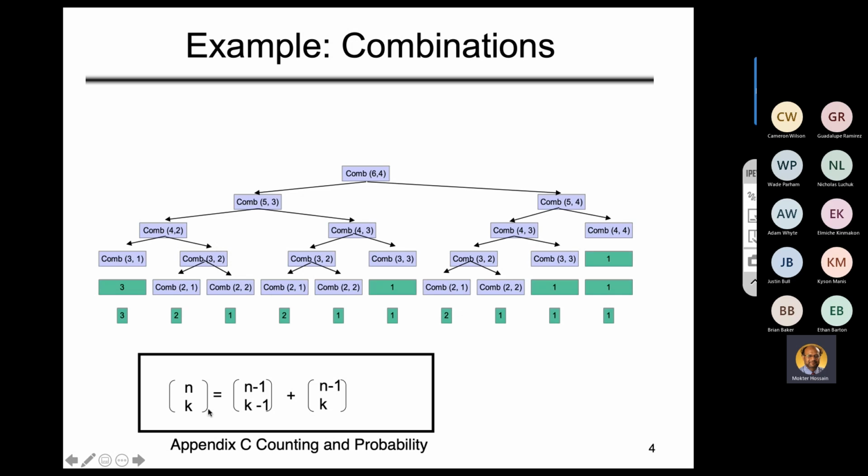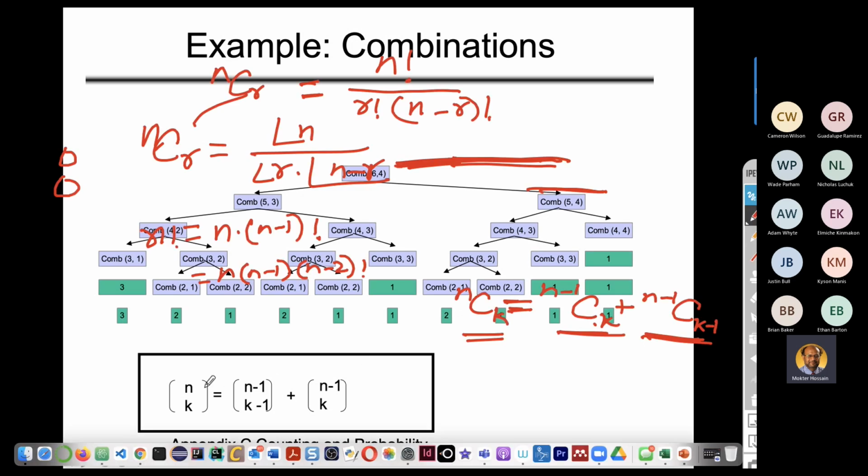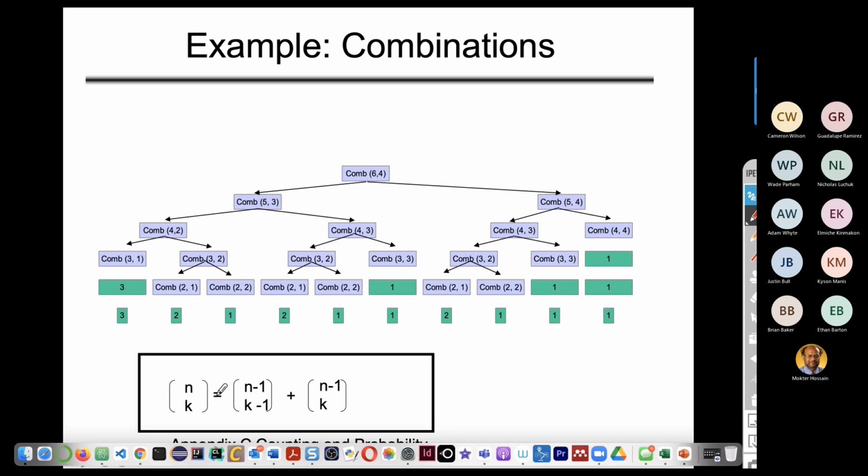Okay, so we have this formula, right? We know this formula we have in hand: nCk equals (n minus 1)C(k minus 1) plus (n minus 1)Ck.